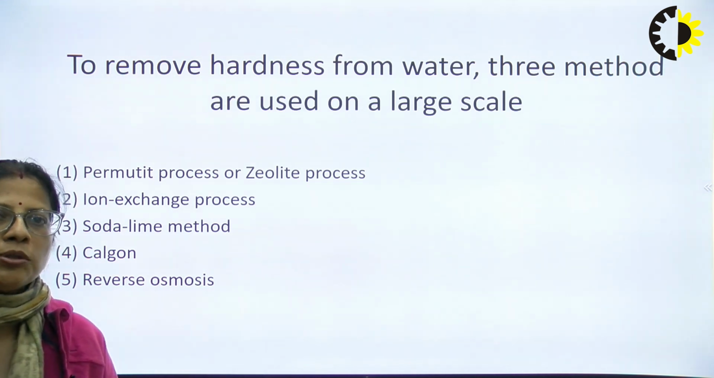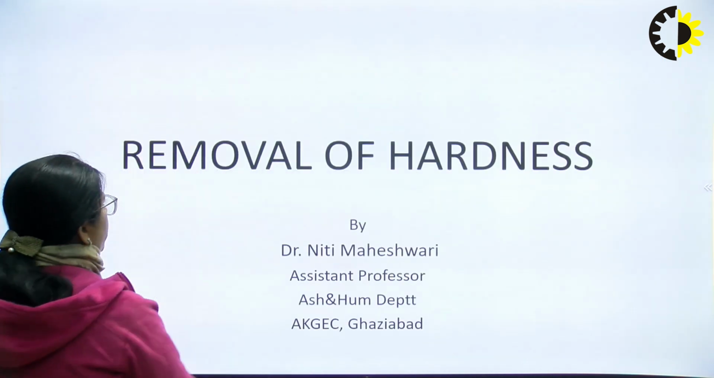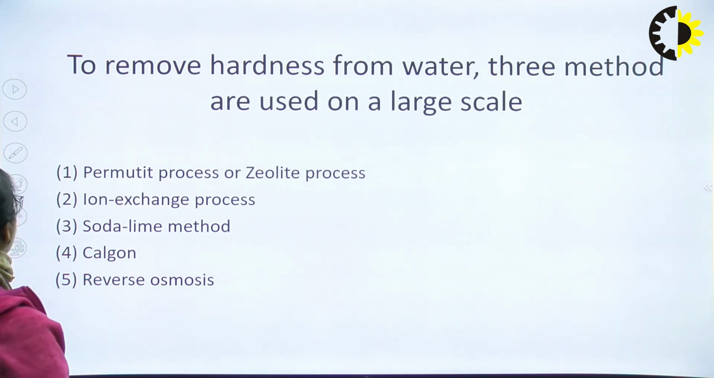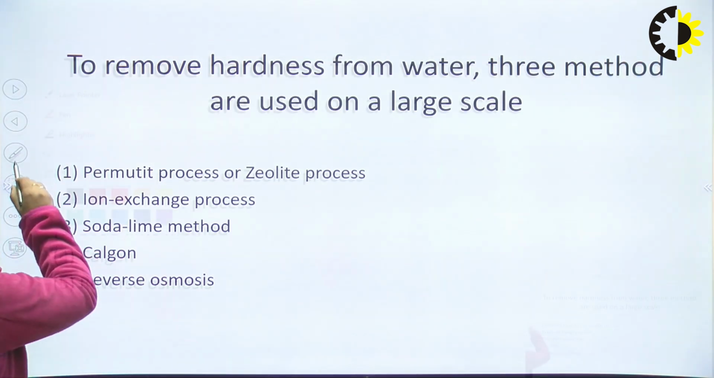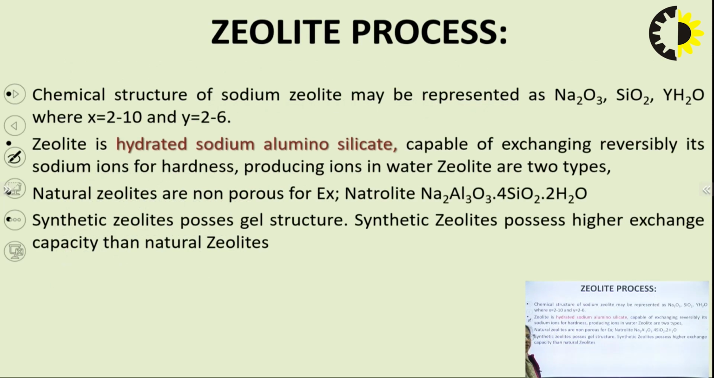So today I'm going to cover two topics. The first one is the permutit or zeolite process, and the second one is the ion exchange process. These are the two topics which I am going to cover today. So coming first to the zeolite process, what exactly do we mean by zeolite?